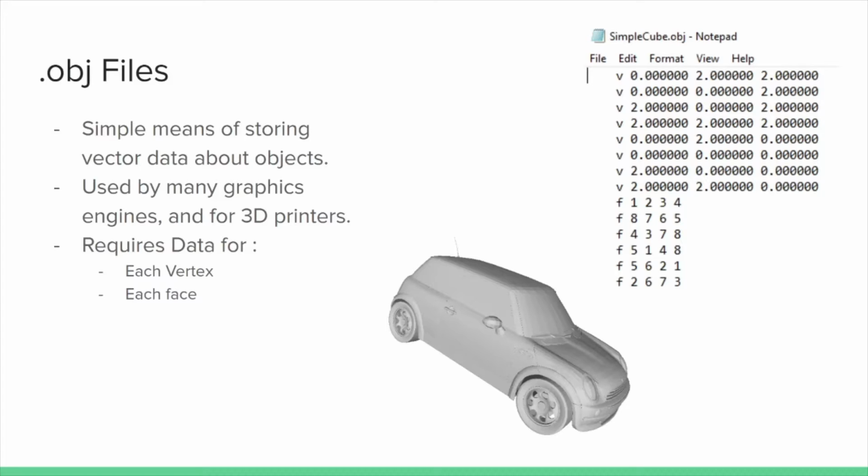To do this, we used an OBJ file, which is a simple means of storing vector data about objects. They're used relatively regularly in graphics engines and for 3D printers. As you can see on the right is the code for just a simple cubular object. It requires data for each vertex and each face describing the object.